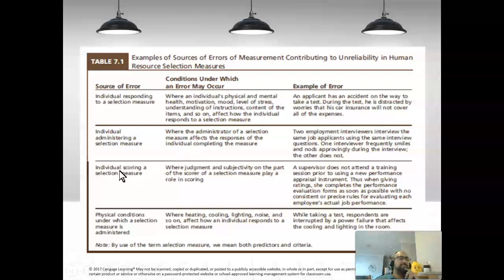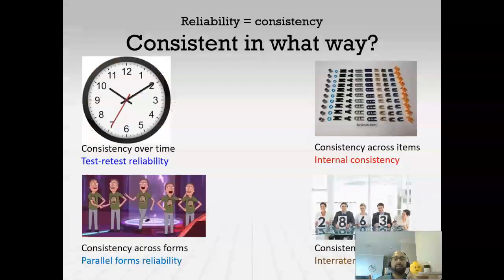And then we have the person scoring the selection tool. If the way interviews are scored, the way assessment centers are scored, is not consistent and clear, and the people are not well trained, you can get noise that way. And then of course there's the physical conditions under which the selection tool is given. Maybe it's too hot in the room, too cold, the lighting isn't very good, it's noisy, etc. All things that introduce noise and imprecision to our measurement, and that lower reliability.